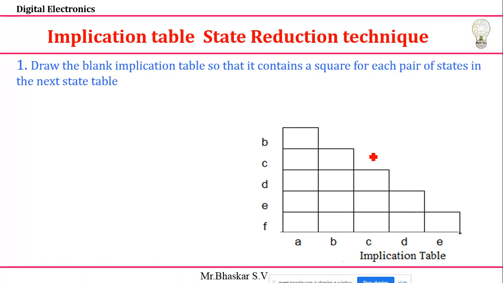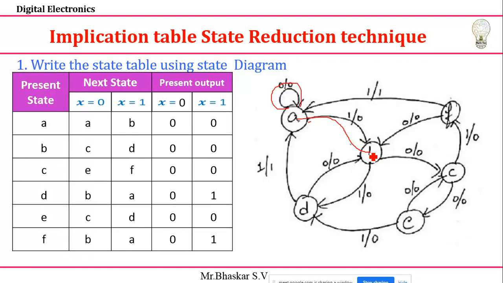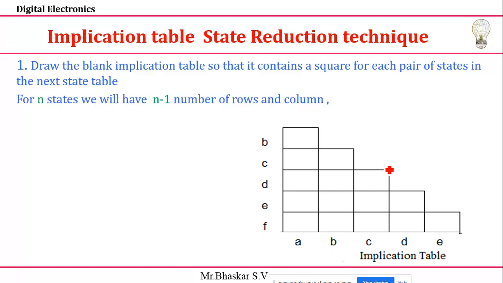Here, when we come to the state diagram, how many states do we have in total? How many states do you have? 6 states. Then remember, generally for n states, we will have n minus 1 rows and n minus 1 columns. If I have n states, we need to consider n minus 1 rows and n minus 1 columns. Okay, then how many states? We have 6 states. Then how many columns and how many rows do I need to consider?